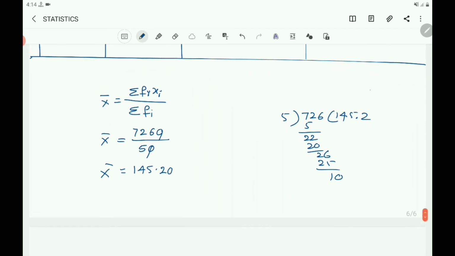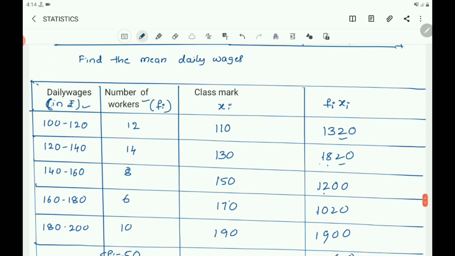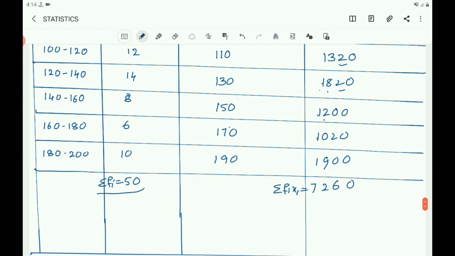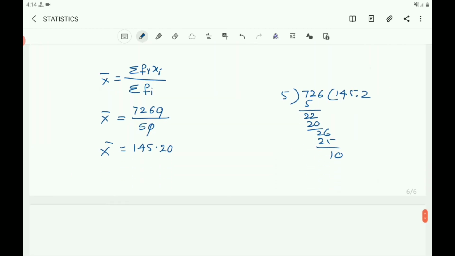As it is in rupees, that is the daily wages. What you have to find out is the mean daily wages, in rupees. So the mean daily wages is rupees 145.20, that is 145 rupees 20 paise.